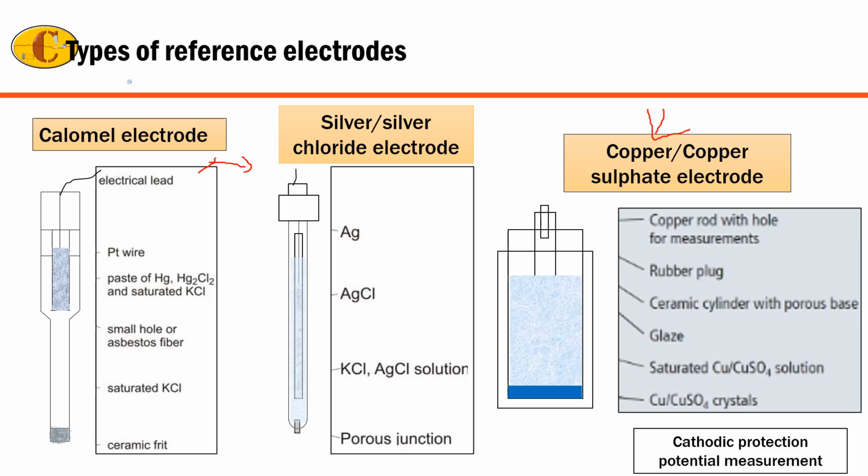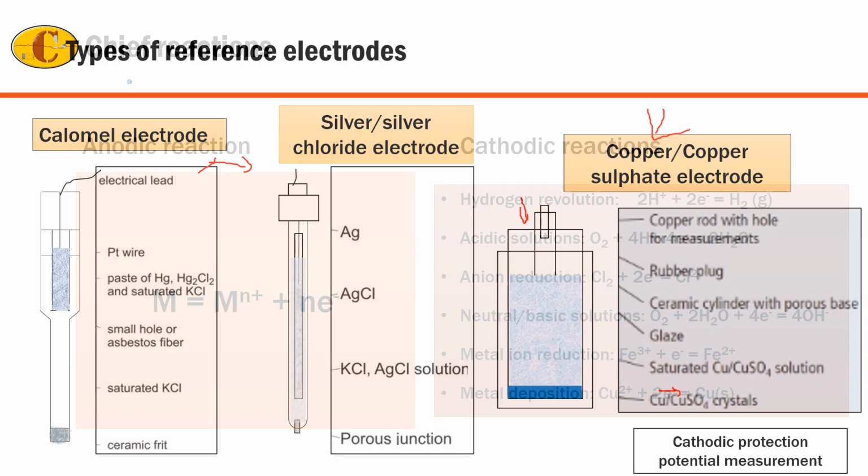In this case, the reversible reaction occurs between copper and copper ions, and the outer covering is usually of plastic. There are copper sulfate crystals, and the solution is copper sulfate. So you will usually use these in the survey methods for cathodic protection as well. So for this particular course, it is important to actually remember the copper sulfate electrode.